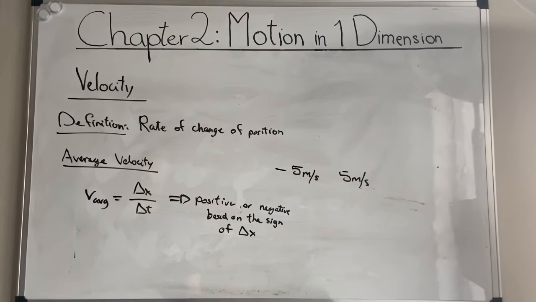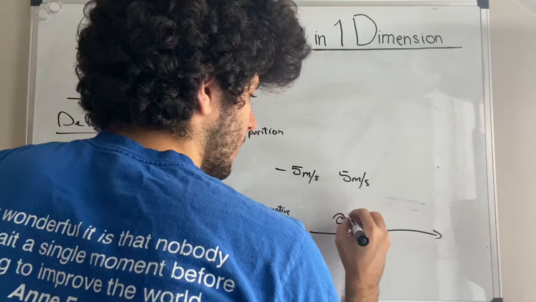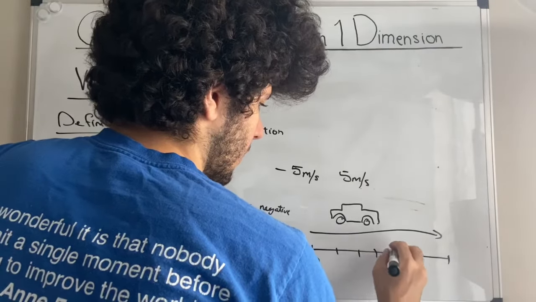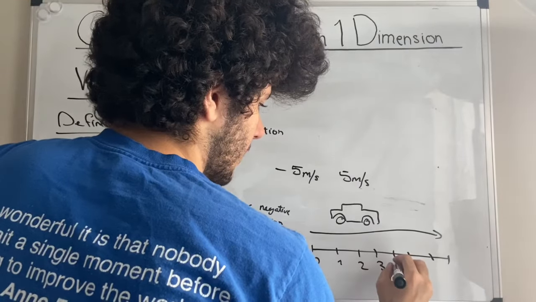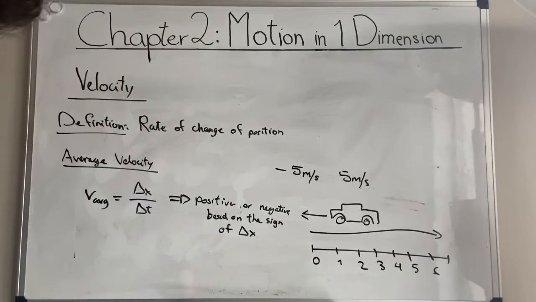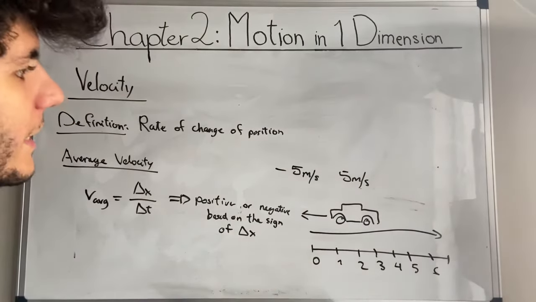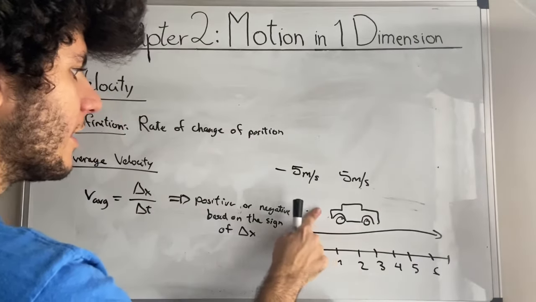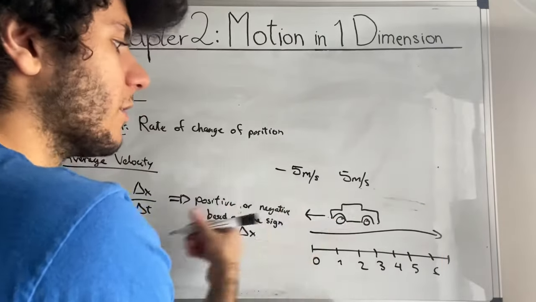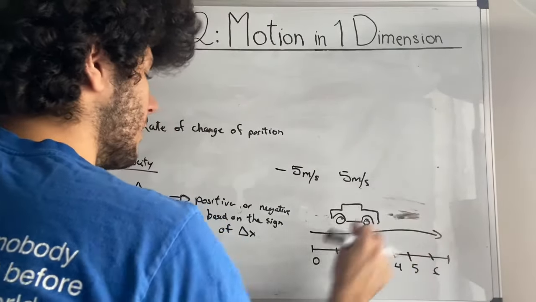And what does this mean, actually? Let's say we're talking about a car, and you have an instrument to measure what position it is. If the total displacement, the difference between the final position and the initial position, is negative, then the average velocity will be negative, right? And negative signifies that we're heading in the negative x direction. If the number is positive, then we're dealing with a positive x direction, right? That's very important to pinpoint.